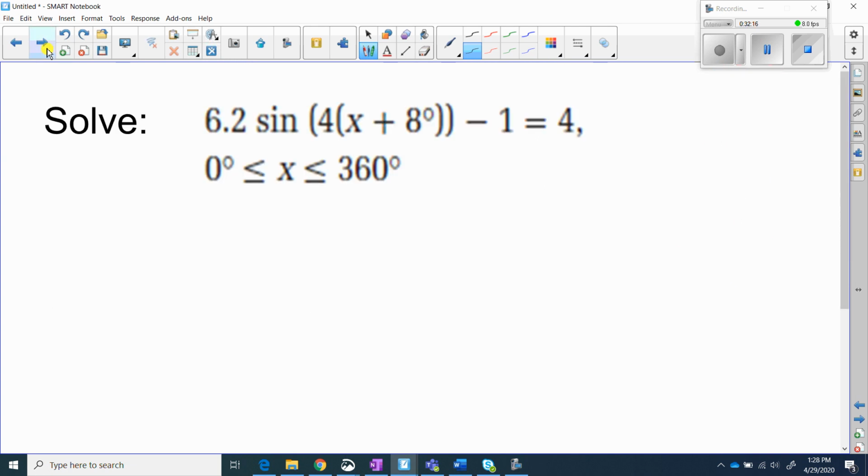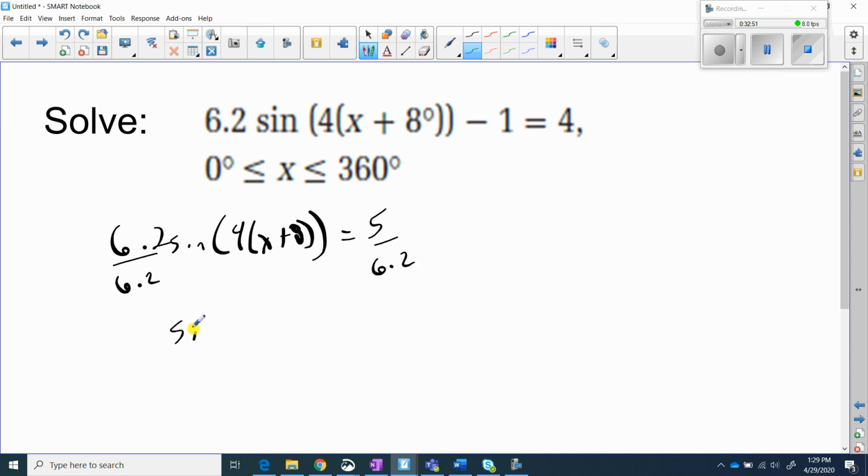All right, so let's have a look at this one. We can tell in this one that we're in degrees, because I see the degree symbol here. I see my restrictions are in degrees, so I'm good to go. I know I'm in degrees. All right, so I've got to solve for x, which is in here. So let's start whittling away things. I've got 6.2 sine 4x plus 8 minus 1. I'm going to move that minus 1 to the other side. That'll give me 5. I'm going to divide both sides by 6.2.